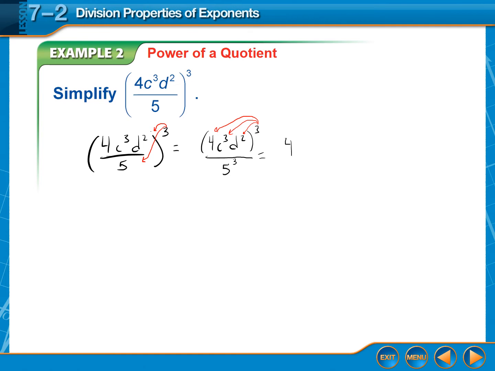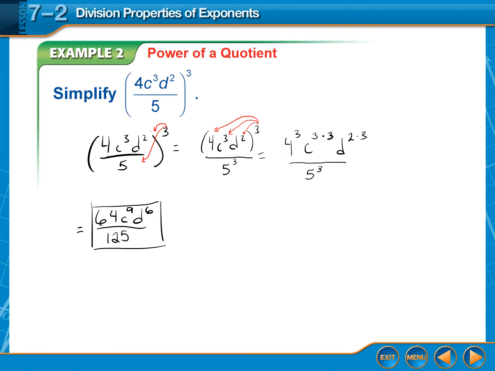It would be 4 to the third. C to the third raised to the third power means I'm going to multiply 3 times 3. And then d squared to the third power means I'm going to do d to the second times 3. And that's all over 5 to the third. So now it's just a matter of simplifying. 4 to the third power, we could rewrite that: 4 times 4 times 4 is 64. C to the third, and then if I do 3 times 3, that means I have c to the ninth power. And d squared to the third power is d to the sixth. And then in the denominator, 5 to the third, well, 5 times 5 is 25, 25 times 5 is 125. So this is the expression 4c to the third d squared divided by 5 raised to the third power. Notice it's the numerator raised to the third power and the denominator raised to the third power.